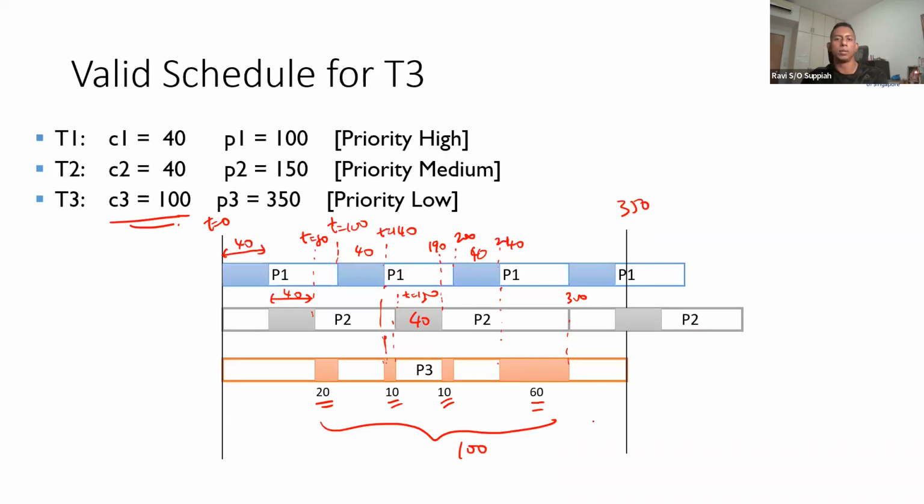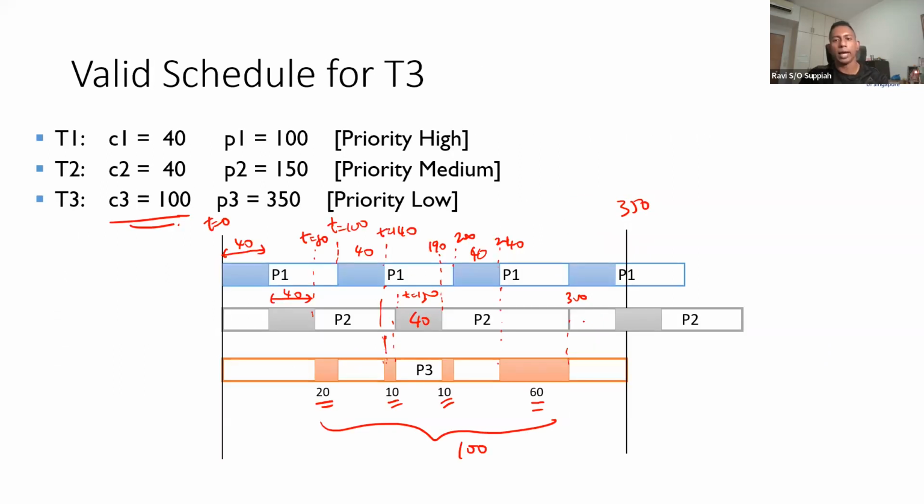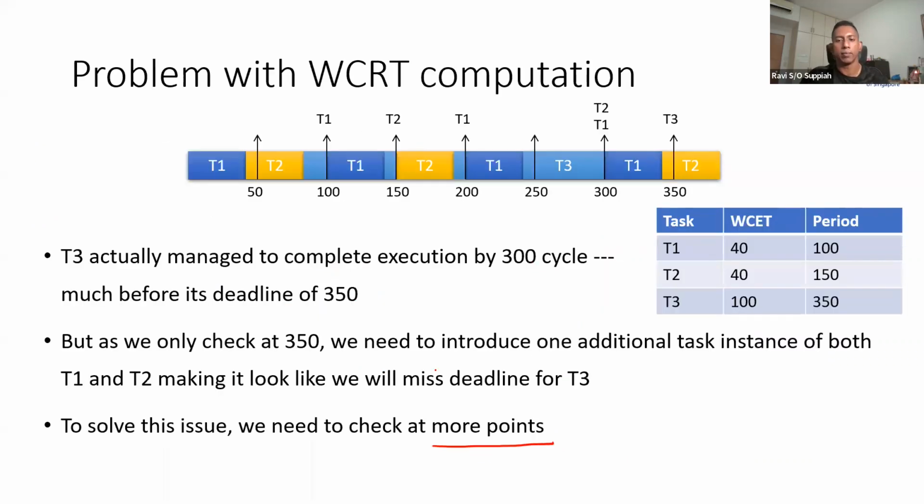Because previously what do we do? We just take the deadline, which is 350, and say, okay, based on this deadline, how many instances have already been released and how much time is needed. Okay, but what we need to do is we need to look at the instances at more points, and these more points are basically the periodic intervals of all the higher priority tasks, of all tasks. So when you look at it at the periodic intervals of all the various tasks, then you will get a better idea of whether this is even possible or not.